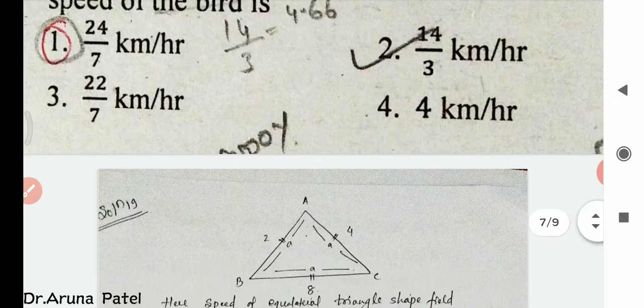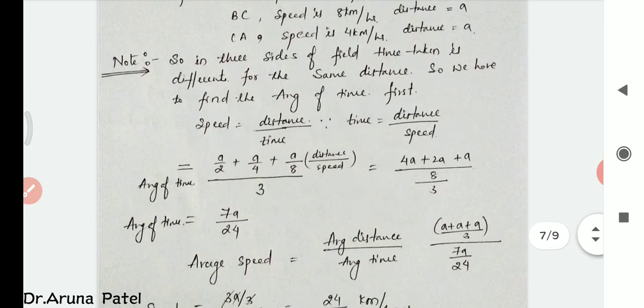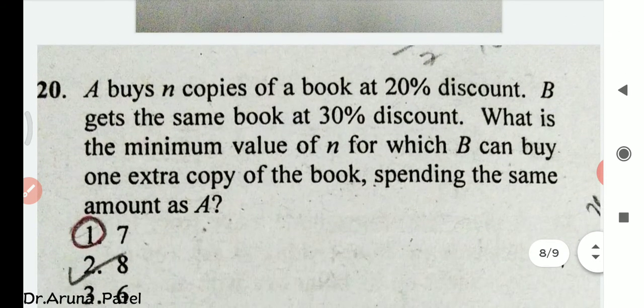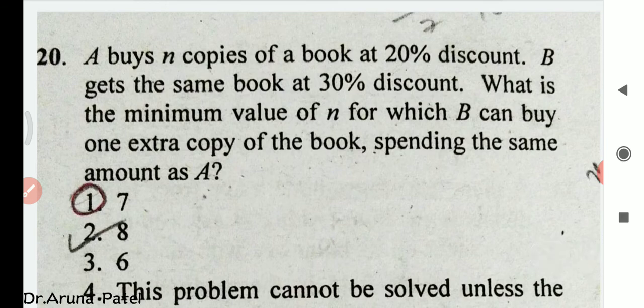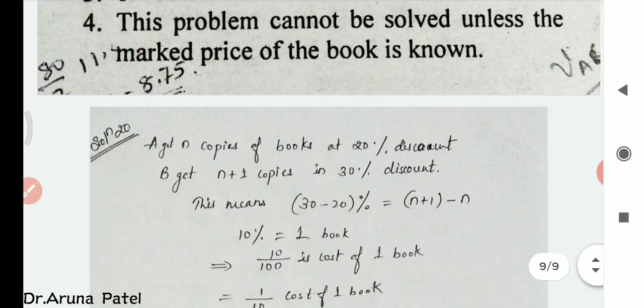But if you miss any one point, then you also get the other three options as the answer. So be careful here. Now this is the last question. A buys n copies of a book at 20% discount. B gets the same books at 30% discount. What is the minimum value of n for which B can buy one extra copy of the book spending the same amount as A? So here the four options are given.